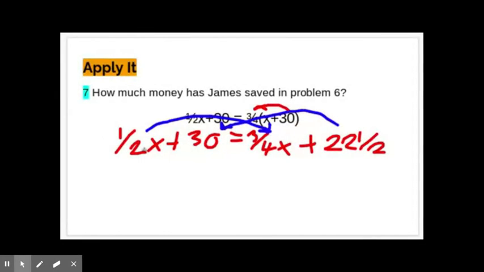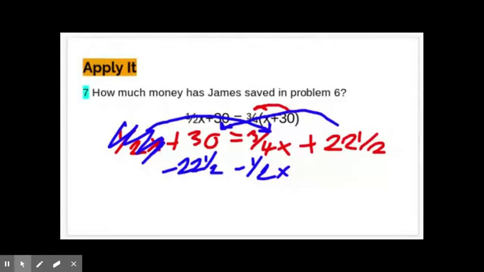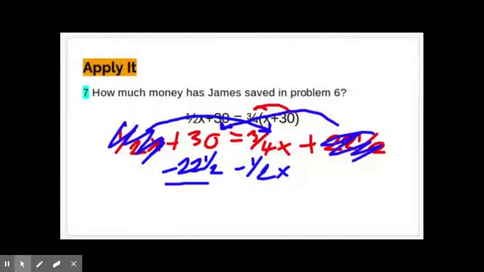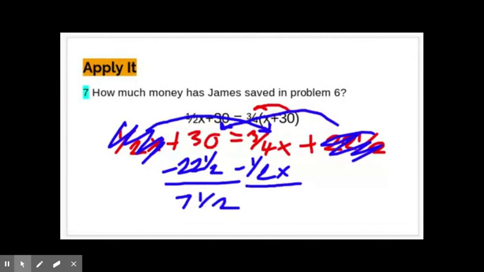So again, we have this positive 1/2 x, so you want to do the opposite and subtract 1/2 x, make this go away. And then instead of adding 22.5, we're doing the opposite operation and subtracting 22.5. Make this go away. 30 minus 22.5 is equal to 7.5. And 3/4 x minus 1/2 x is equal to 1/4 x.